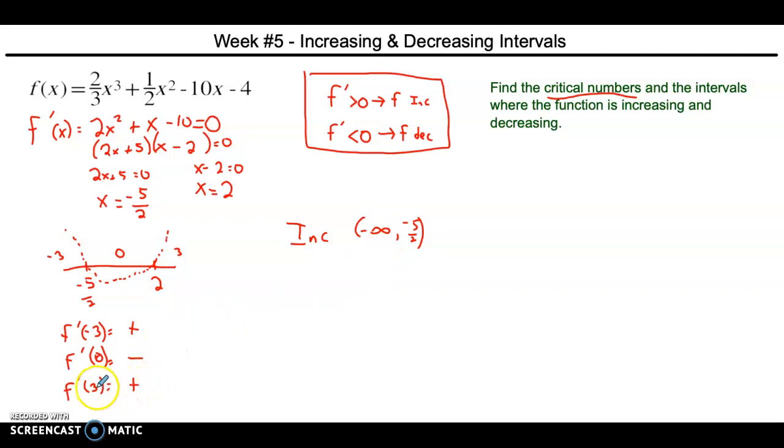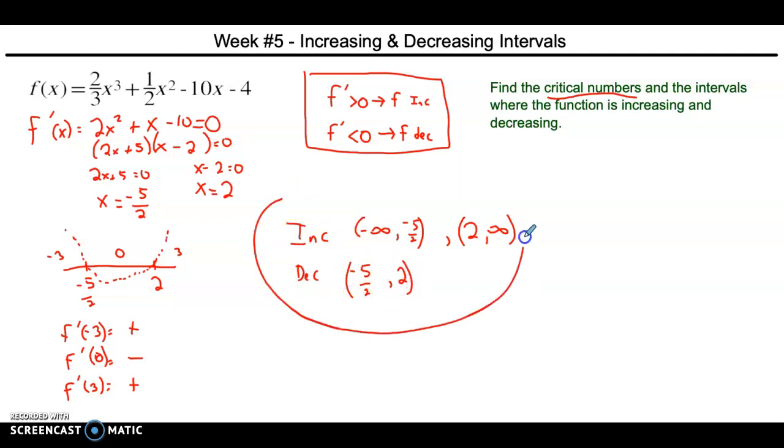Our derivative was also positive for this test number of 3. That was this interval, more than 2. So I'm going to go from 2 to positive infinity. Our function was decreasing where the derivative was negative. That was for our test value of 0, in between our critical numbers. So from negative 5/2 up to 2. And that's our answer. That's how we do this section, finding the intervals of increasing and decreasing.